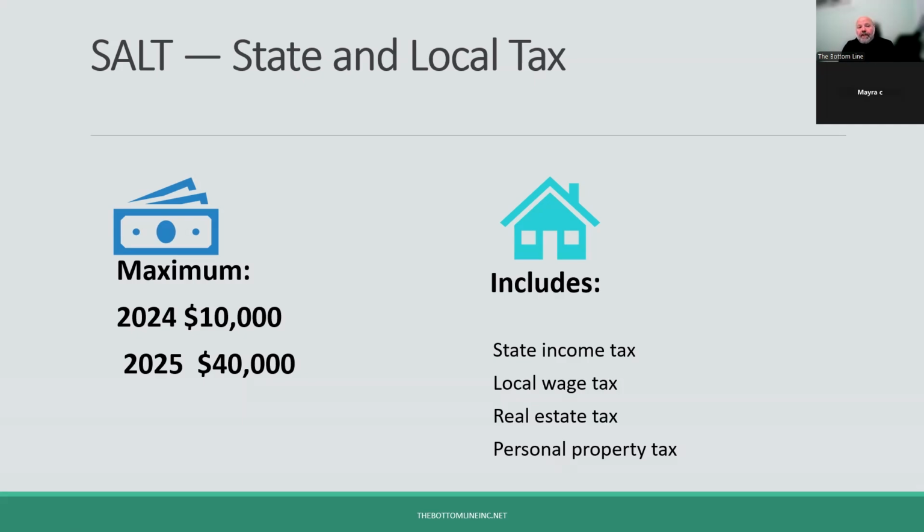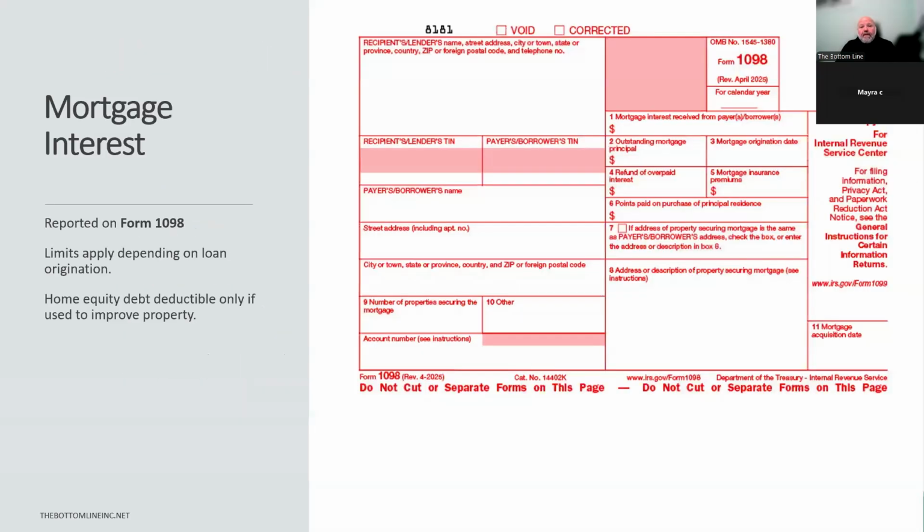So you add all of these taxes together, and the first up to $40,000 can be deducted. The next area you can deduct is mortgage interest. It's going to be reported on this form 1098. Box 1, we're going to see the mortgage interest received. This is the amount when somebody pays their mortgage. A portion of their mortgage is interest. The other is principal. The other parts might be for your homeowner's insurance.